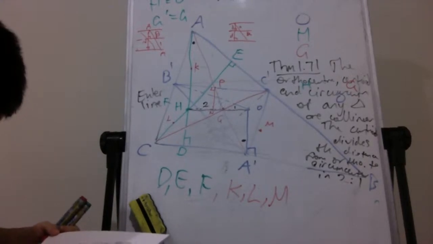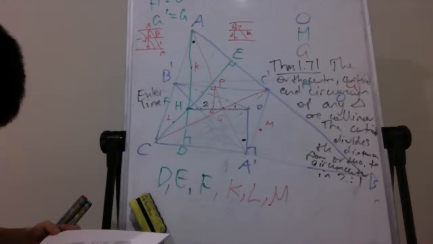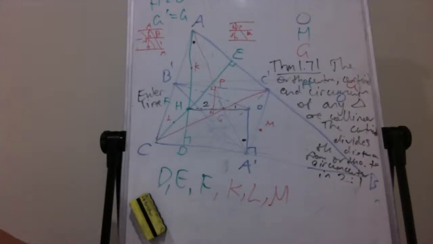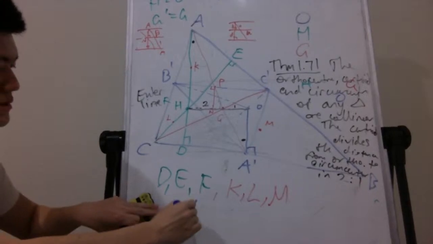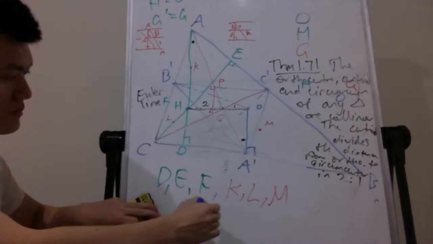Oh crap, we lost it. Okay. Are you ready? The midpoints of the 3 sides. So where do you have that? Oh, B prime, C prime, A prime. Yeah.